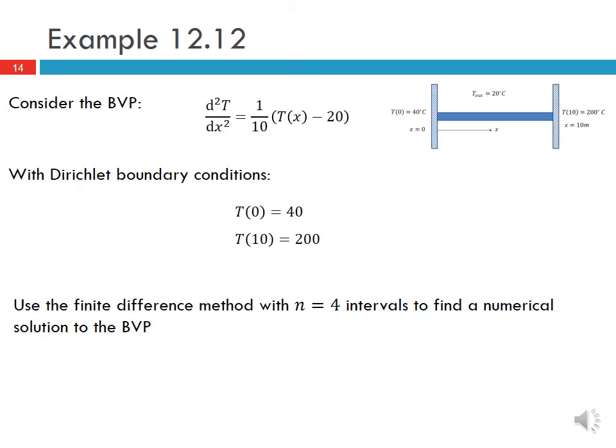So this is our boundary value problem, and then the Dirichlet boundary conditions specify the temperature at the ends, x equal to 0 and x equal to 10. So T(0) is equal to 40 and T(10) is equal to 200. We want to use the finite difference method with 4 intervals to find a numerical solution to this boundary value problem.